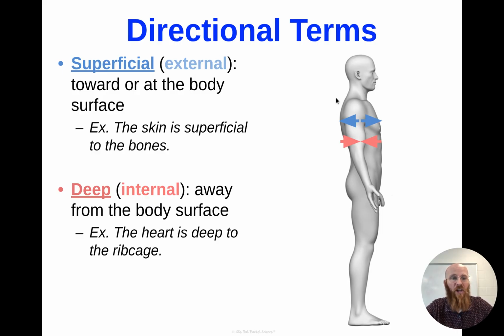So I could say that the heart is deep to the rib cage because I know that the heart anatomically is within that rib cage, right? So the rib cage is superficial to the heart, and the heart is deep to the rib cage. And that is actually going to complete our discussion of our anatomical position, that universal reference point, and our directional terms that are absolutely essential to know.